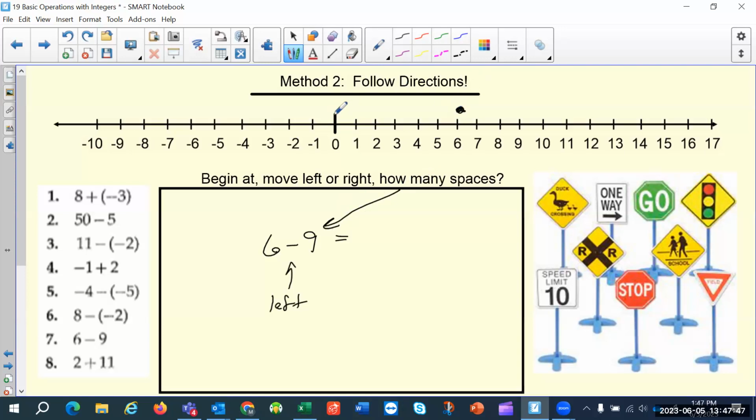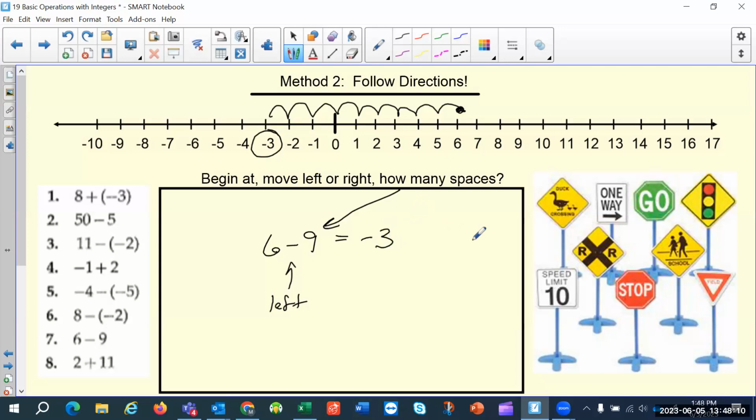Now the first 6 spaces is only going to get us back to 0. So we're going to go 6 spaces back to 0. We still got 3 more spaces. So 1, 2, 3, 4, 5, and 6. We got to move 9 spaces. 7, 8, 9. And we end up at negative 3.